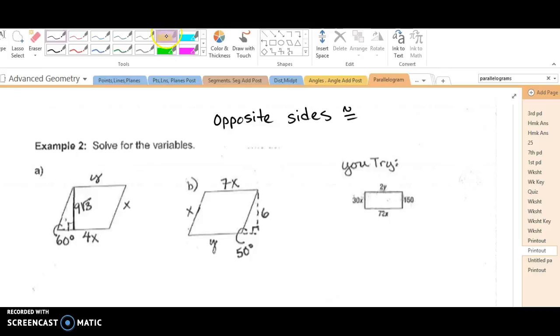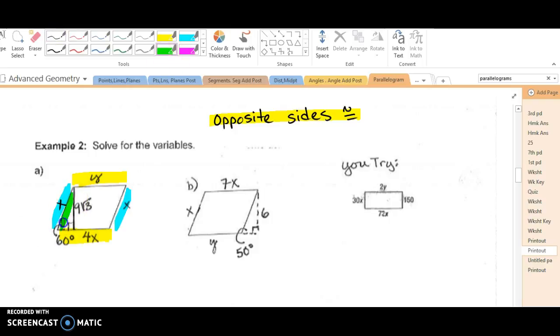Okay, so in example 2, we're going to focus on the property of a parallelogram that opposite sides are congruent. And as we go, you'll notice I've got some 30, 60, 90 and some sine, cosine, tan thrown in there. So let's start with part A, solve for the variables. I see that y and 4x are equal, but that's not really helpful at this point. So let's go with x and this side being x.